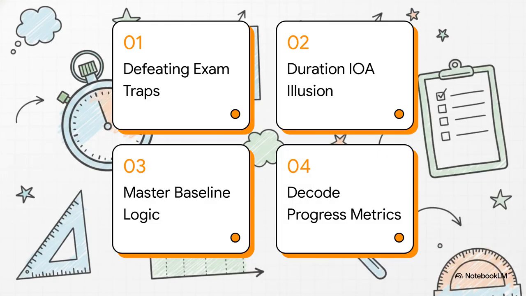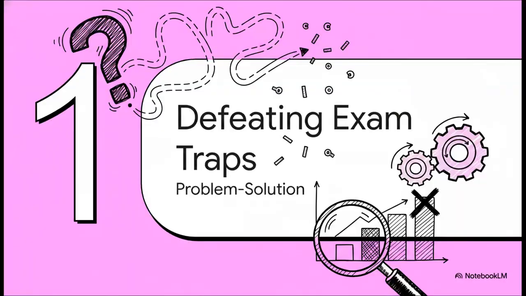So here is our game plan for today. First, defeating exam traps. Second, the duration IOA illusion. Third, mastering baseline logic. And fourth, decoding progress metrics. Okay, part 1, defeating exam traps.